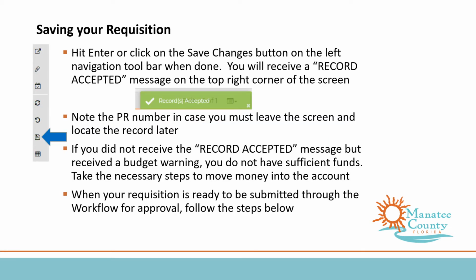Saving your requisition. Hit Enter or click on the Save Changes button on the left navigation toolbar when done. You will receive a Record Accepted message on the top right corner of the screen. Note the PR number in case you must leave the screen and locate the record later. If you did not receive a Record Accepted message but received a budget warning you do not have sufficient funds, take the necessary steps to move money into the account. When your requisition is ready to be submitted through the workflow for approval, follow the steps below.